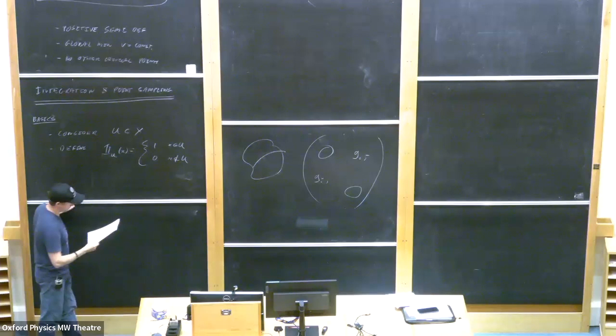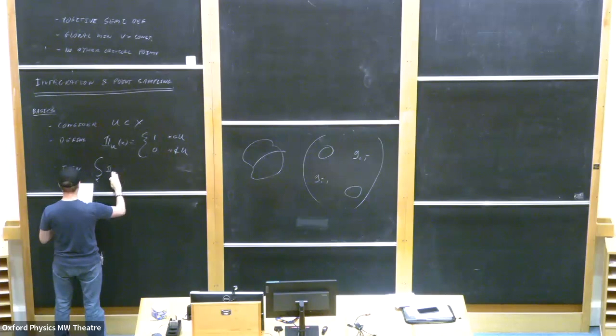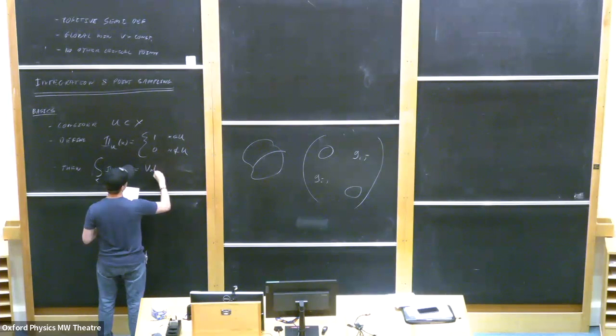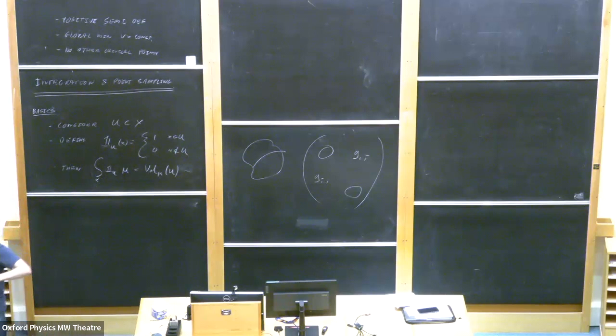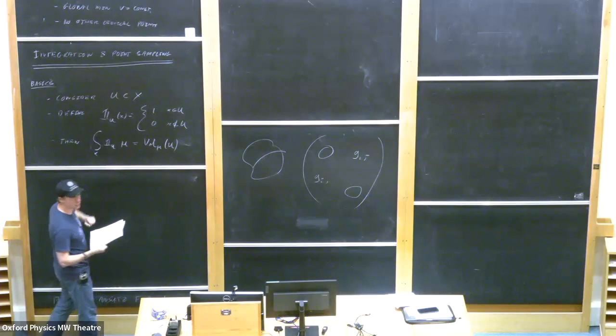Then obviously, the integral over X of this function with respect to some measure mu (we're going to be playing around with those measures, but just take some measure mu and do that integral) is going to be the volume of the open set with respect to that measure. This function is one if you're in the open set, zero otherwise, so it's just picking out the points in the open set. That's just going to be the volume of that open set, with respect to the measure you did the integral with.